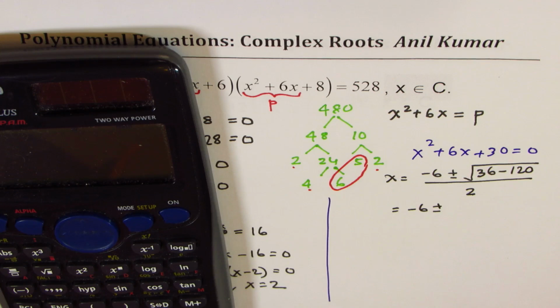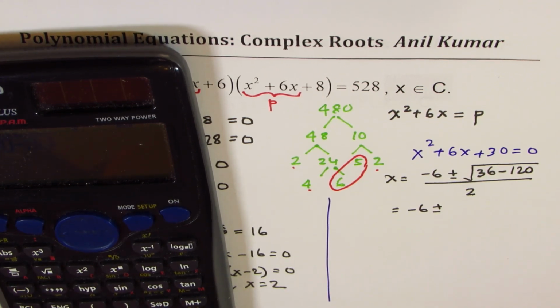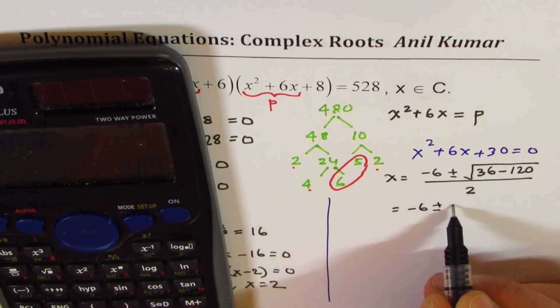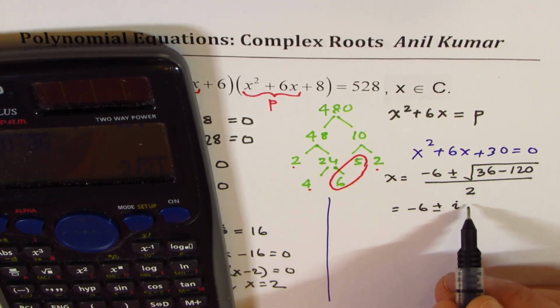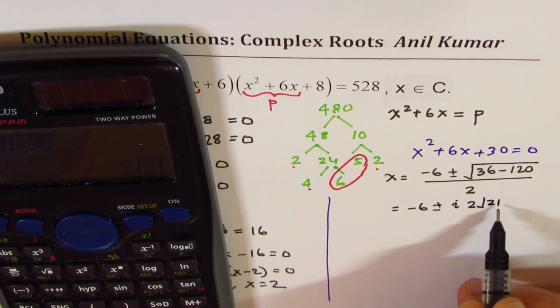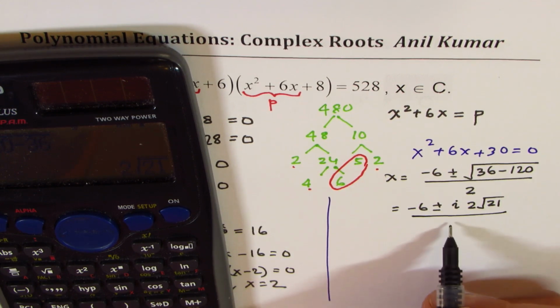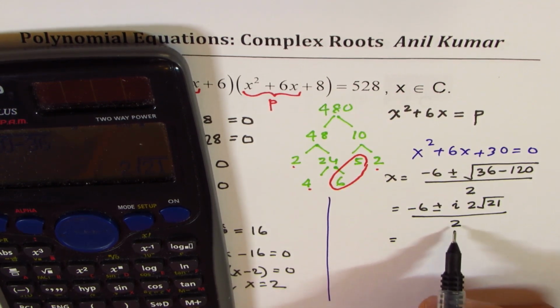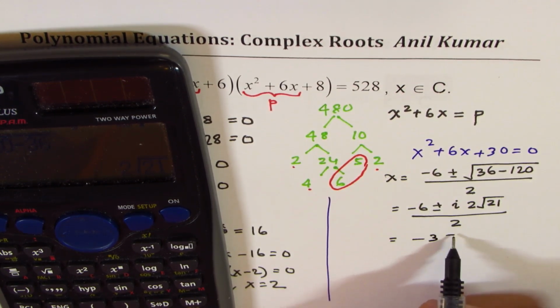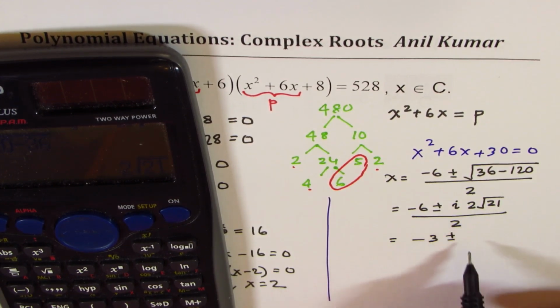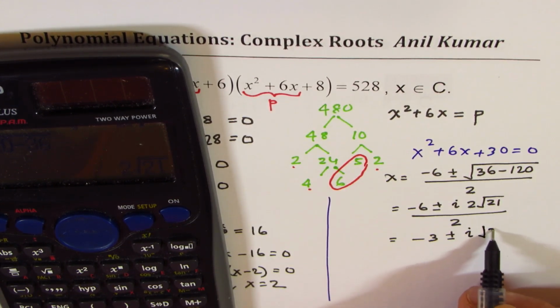So we have to do the square root of 120 minus 36, and that is 2 square root 21 i, because it is negative, right? So 2 square root 21. It's a negative number, so I've taken i here, divided by 2. And that gives you, dividing by 2, minus 3 plus or minus i square root 21, since the 2 cancels, correct?